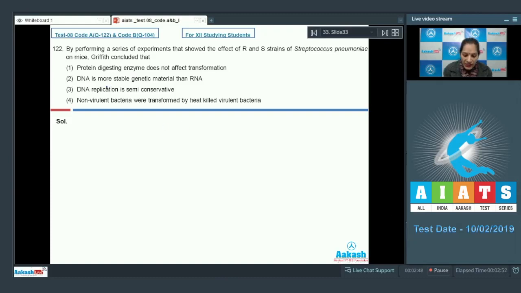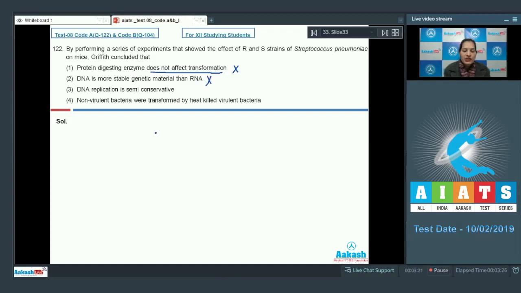So, see the statements now. Protein digesting enzyme does not affect transformation. It is a true statement that transformation is not inhibited by the protein digesting enzyme. It is just inhibited by the DNase, which is the DNA digesting enzyme. But this was not the conclusion of Griffith's experiment. So this option is ruled out. Second, DNA is more stable genetic material than RNA. It is also true, but not the conclusion of Griffith's experiment. So this option is also ruled out.